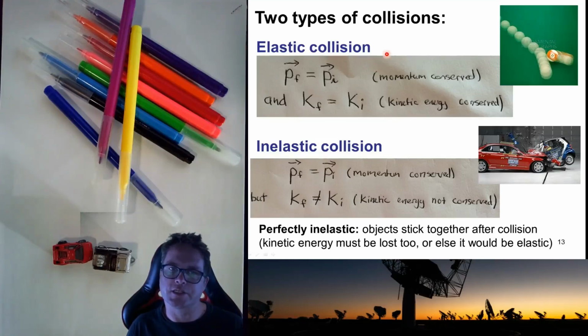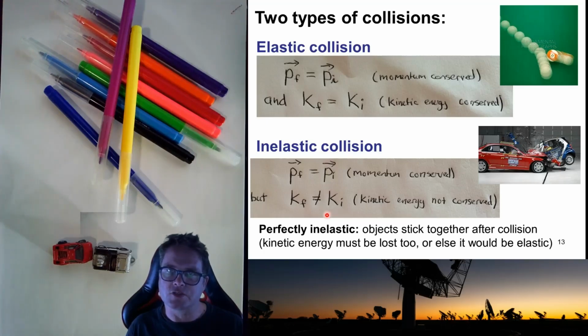We distinguish between two types of collision. The first kind of collision is elastic collision. The second kind of collision is inelastic collision. For both types of collision, momentum is conserved. When we speak about elastic collision, we also have the conservation of kinetic energy. So for elastic collision, both the momentum and the kinetic energy are conserved. When it comes to inelastic collision, we have conservation of momentum, but the kinetic energy is not conserved. So the final kinetic energy is not equal to the initial kinetic energy.